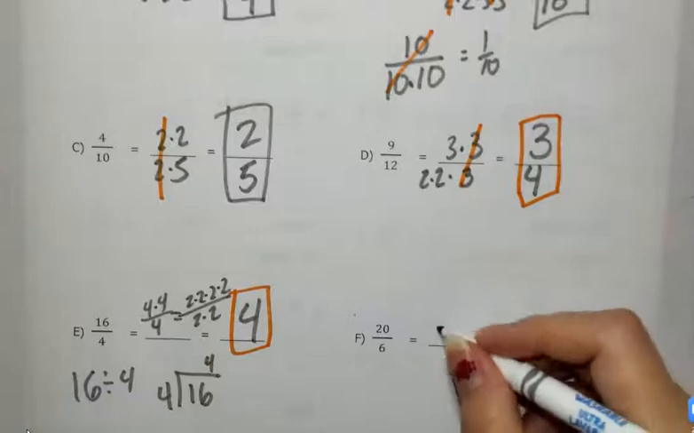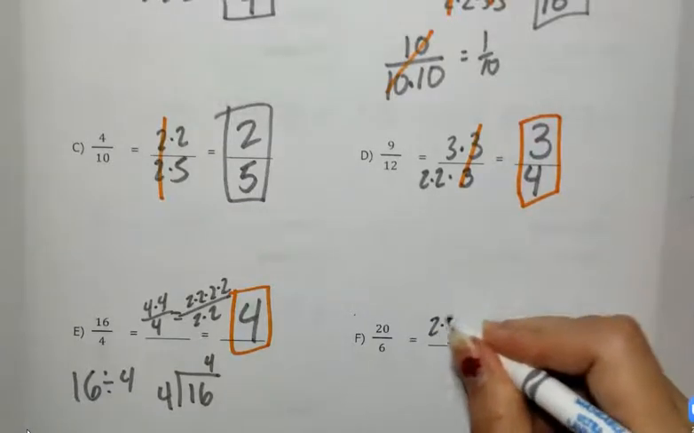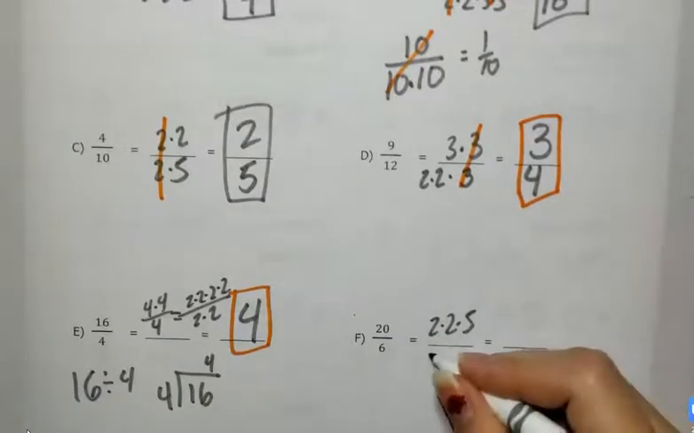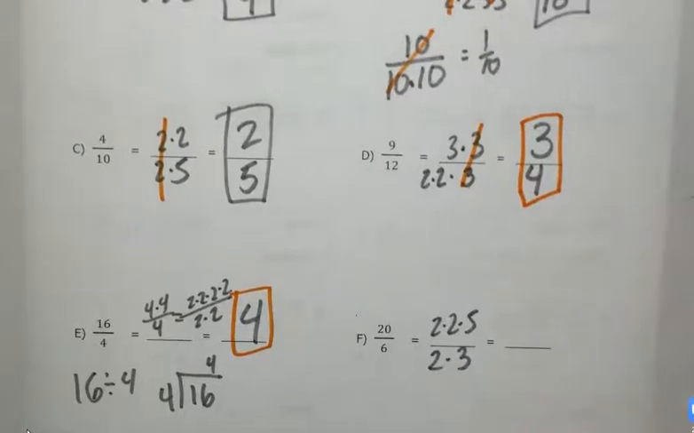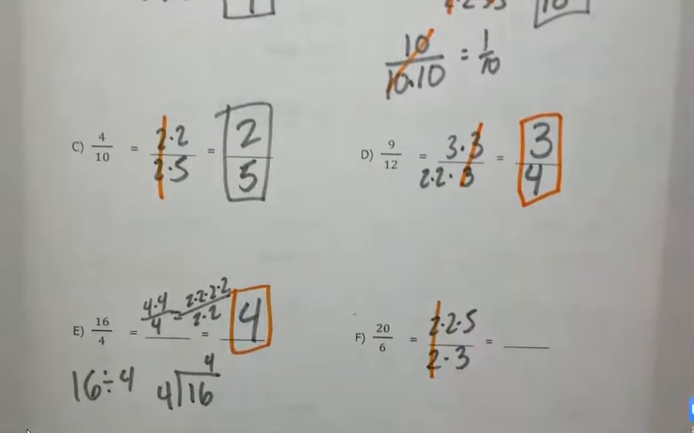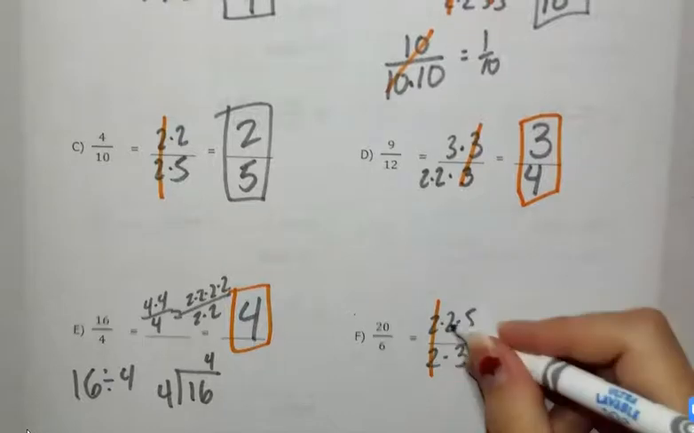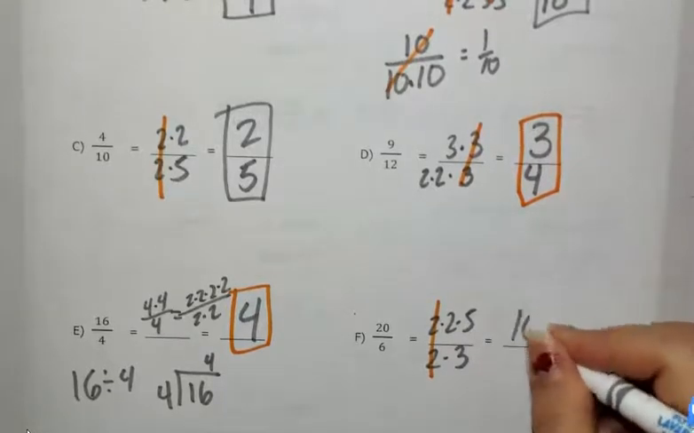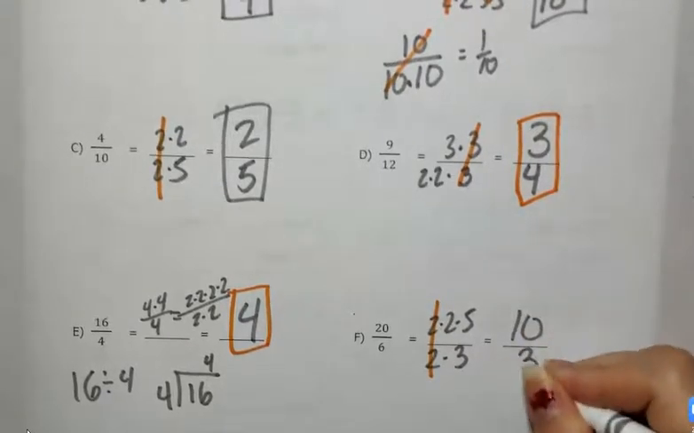And then 20 over 6, that's 2 times 2 times 5 over 2 times 3. The 2's cancel. You're left with 2 times 5 in the numerator, that's 10. And the 3 is in the denominator.